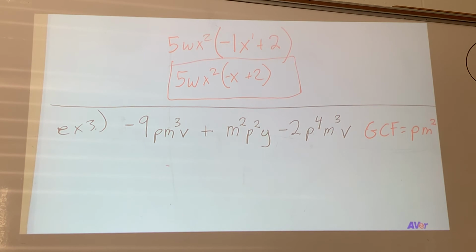What about Y? No, it's only in one term. So the question Jada asked was, what if there's different variables in different terms? Well, if all 3 terms have that variable, you can factor it out. If they don't, then you've got to leave it. All right, so just PM squared. That's it.